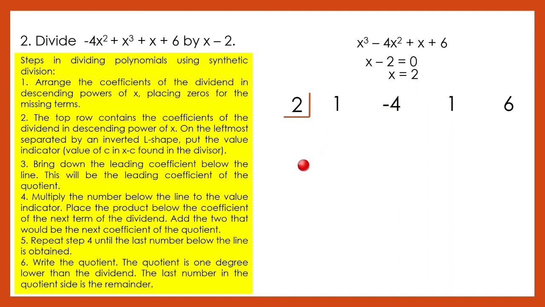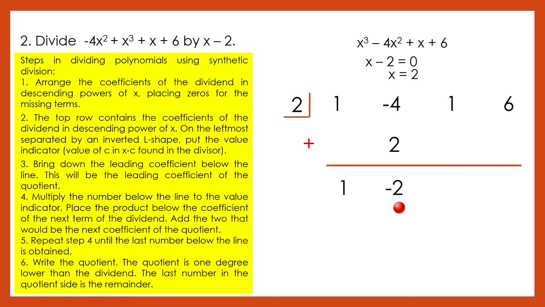Okay, next step, magkakaroon tayo ng line dito. And then, i-bring down natin yung first coefficient, which is 1. Then, imumultiply natin sa value indicator na 2. Yung product, ilalagay natin dito sa baba ng negative 4. 1 times 2 is equal to 2. And then kunin natin yung sum ng negative 4 and 2. That is equal to negative 2.